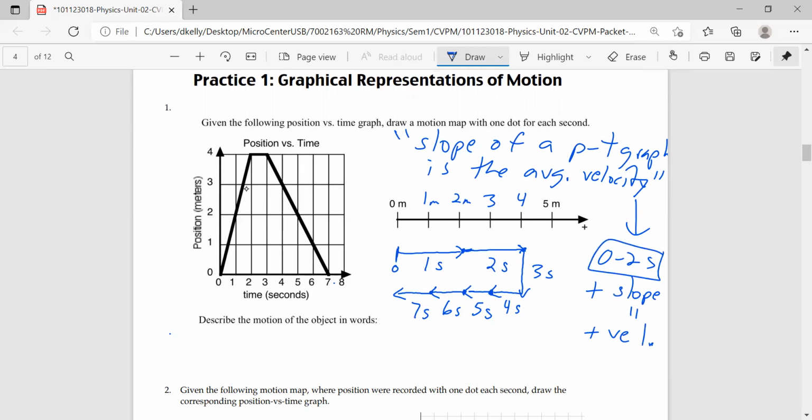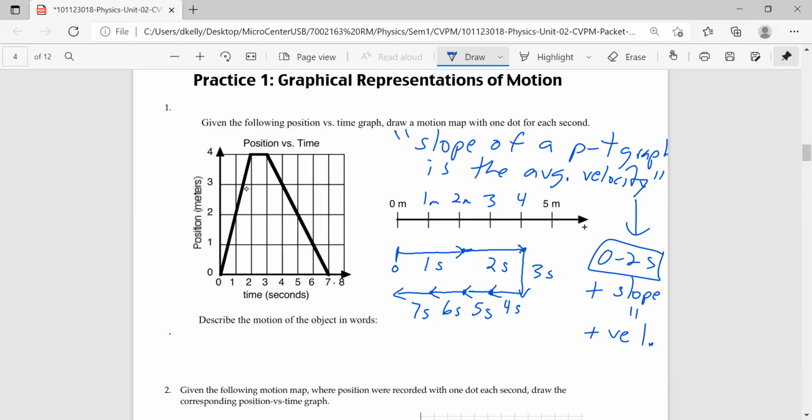You have no slope here, therefore you have no velocity. The object's at rest, it's not moving from 2 to 3 seconds. And then from 3 to 7 seconds, it's going back the other direction. It has a negative slope or a negative velocity, which means that the velocity is traveling towards the west. It's going the other way.